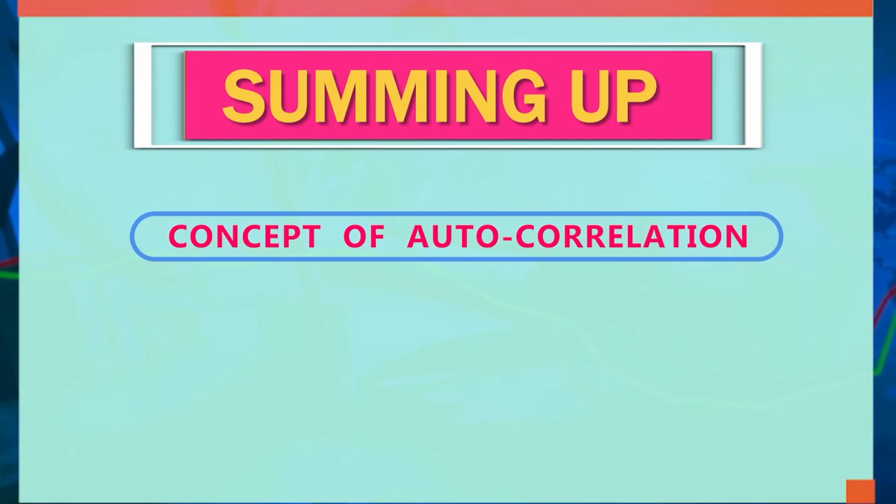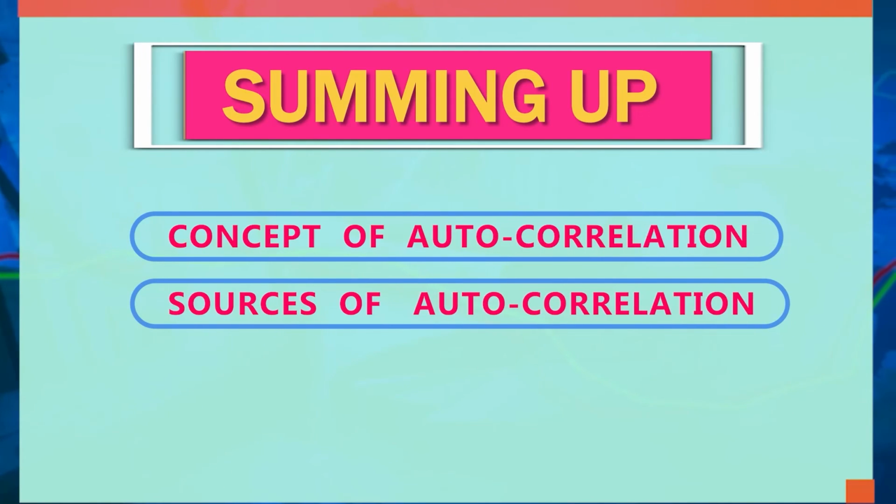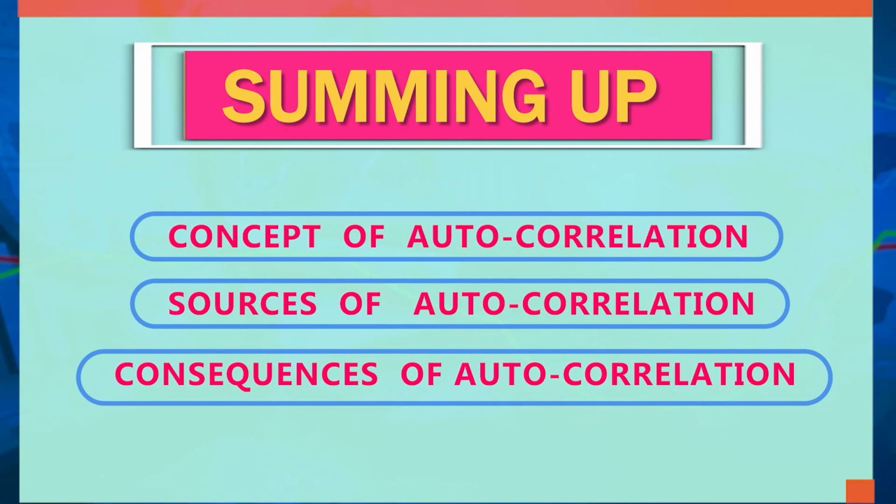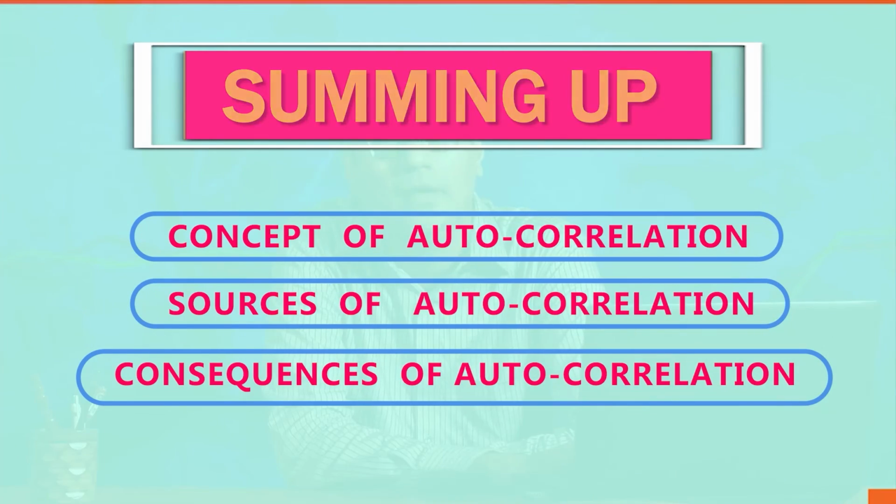So now we go for the summing up of this particular module, where the module highlights the concept of autocorrelation, that is, the definition, the areas where autocorrelation will arise, mainly the sources, and finally the consequences of autocorrelation. That is very important because the OLS estimators will be affected in terms of the violation of the minimum variance property, despite the unbiasedness property being retained.